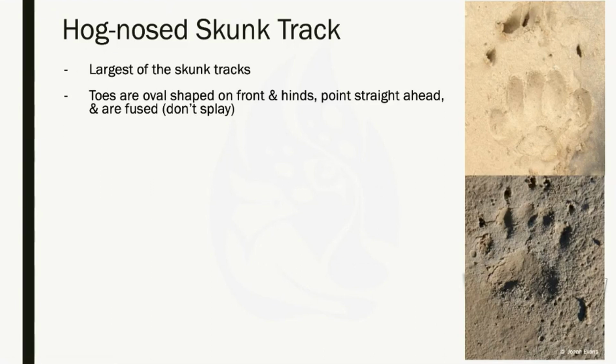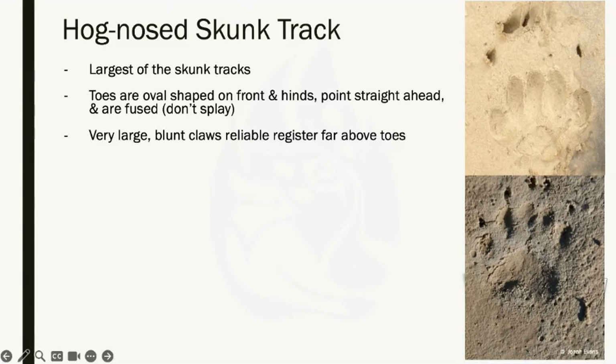And they point straight ahead. And they're fused. They're all fused, so they're not going to splay out. They're always going to be in a line like this, close to each other. Again, very large claws. They're blunt and they register way above the toes, as you can see here, particularly on the front track. On the hind track, they're going to be closer to the toes.